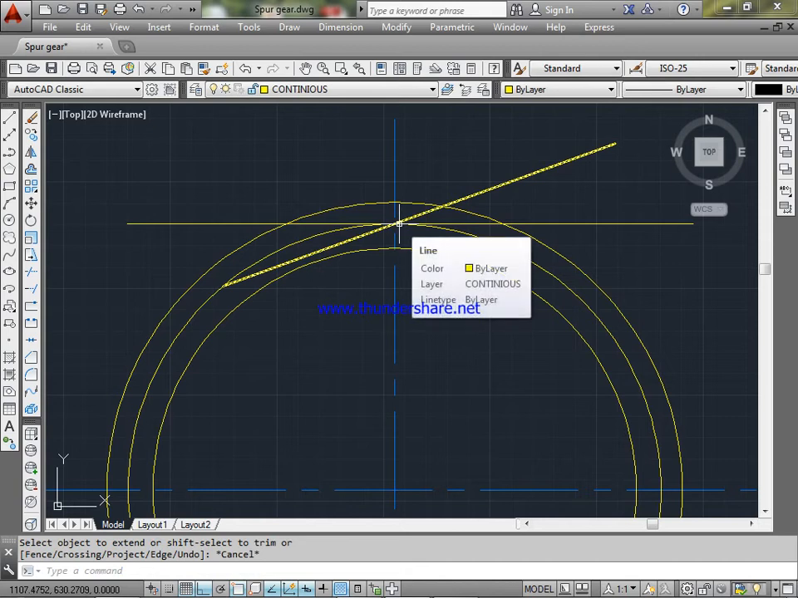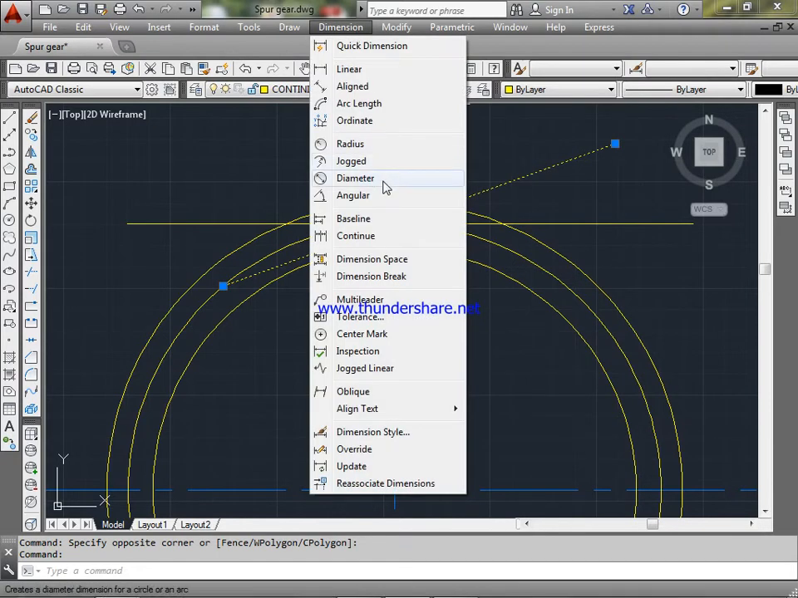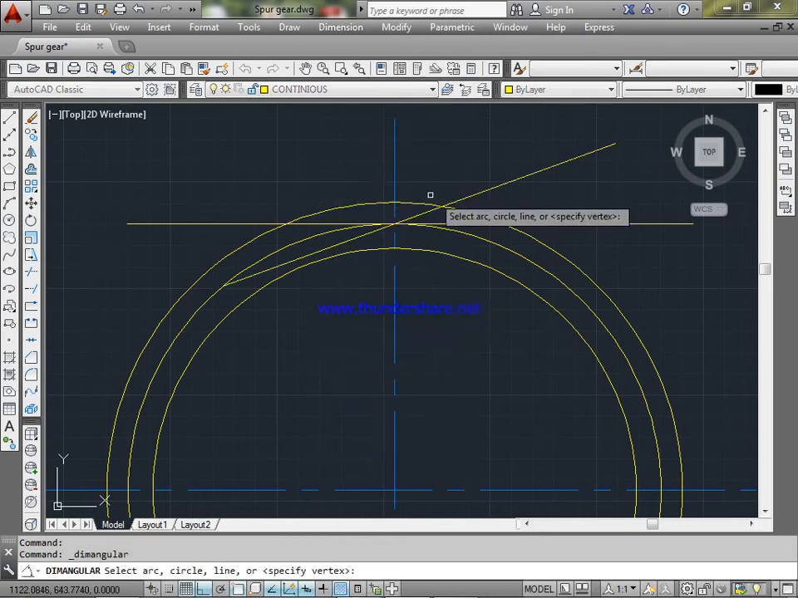Okay. Because in involute teeth the path of the point of contact is a straight line which passes through the pitch point, the line is called the line of action. In this problem the pressure angle is 20 degrees, so we draw 20 degree as the line of action.